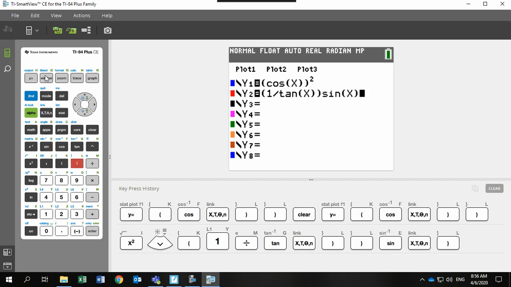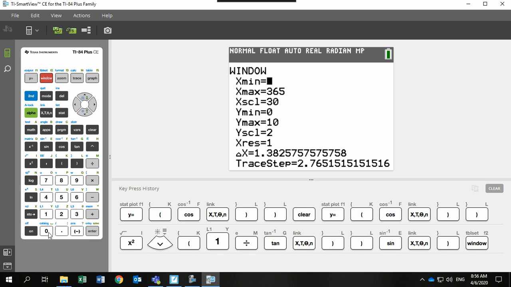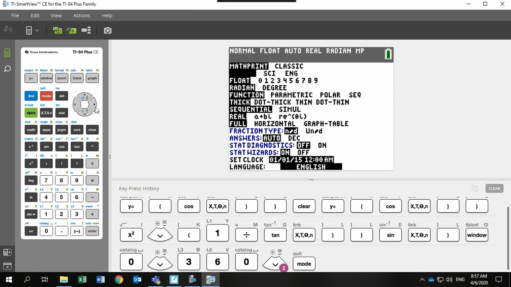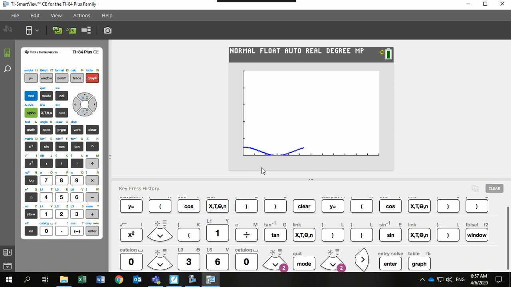I'm going to go to my window. I'm going to change my domain, or my x max and min, from 0 to 360, which is what my domain is. I'm going to change my scale to 30, and my max and min for my y values don't really matter. I'm just going to leave it at 0 to 10. I'm going to go to my mode and make sure that my mode is in degree mode. I'm going to press enter, and then I'm going to hit graph.